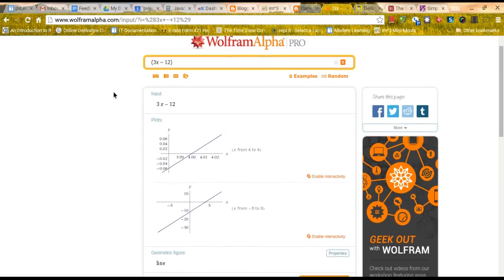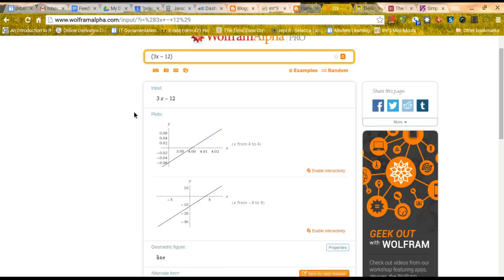We've now solved for this equation just by plugging it in and letting it factor it, give us the geometric shape, give us the factored equation, and giving us the root as well as the plot.